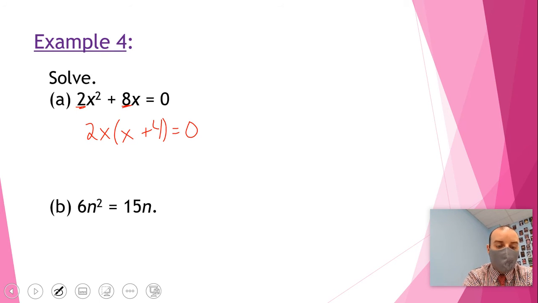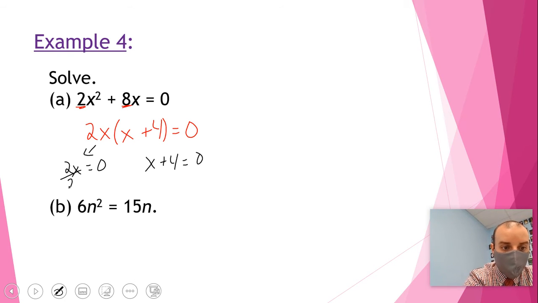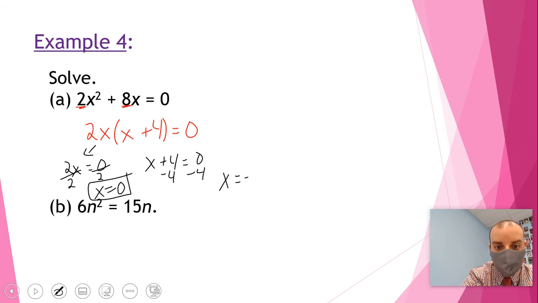That's equal to 0. So now I factored out that greatest common factor. It's equal to 0. Now I can use the zero product property to solve. So I'm going to set both of my terms equal to 0. 2x is equal to 0. x plus 4 is equal to 0. And let's solve this. Divide by 2. 0 divided by 2 is just 0. Subtract 4. And x is equal to negative 4.